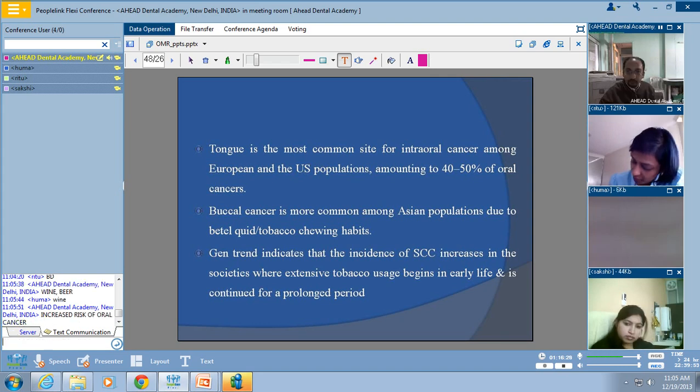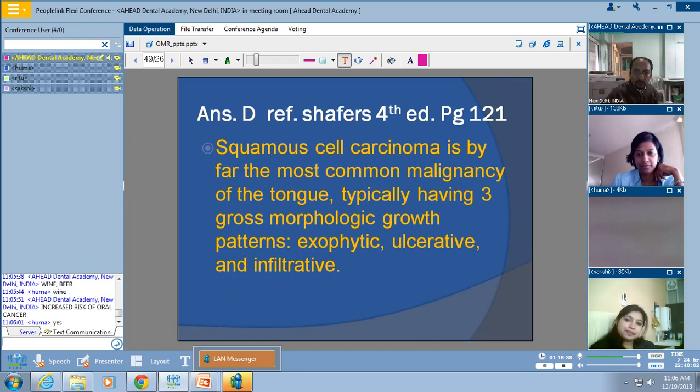Is it okay? Is this slide okay? Squamous cell carcinoma, that's what I have written. Remember, you have to go according to the question. Western population, it is the tongue. Okay, in the tongue, which part of the tongue? Dorsal, ventral, tip of the tongue, lateral, which part? Which part of the tongue has got the maximum potential?